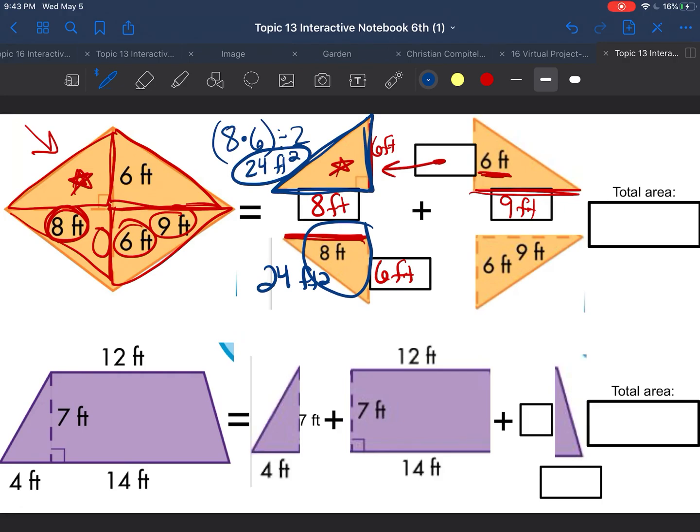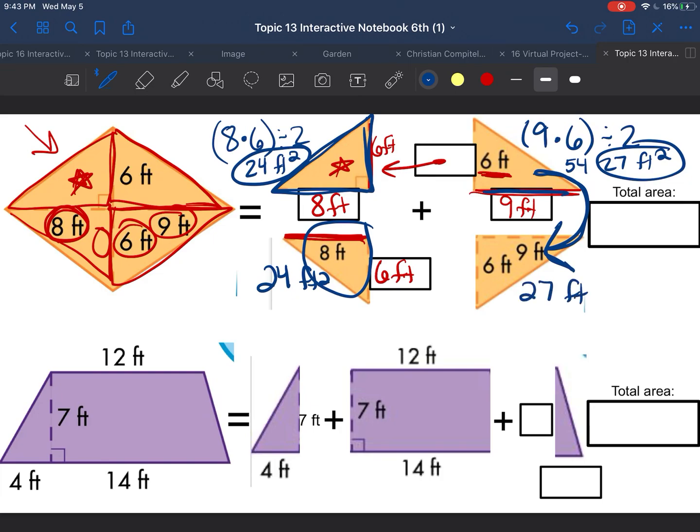Now this one over here, these two triangles also have the same dimensions. So we can do the base of 9 times 6, and then divide by 2. So 9 times 6 is 54, and then we have to divide by 2. So 54 divided by 2, you get 27 feet squared. And now again, this triangle over here has the same dimensions, so this would also be 27 feet squared.